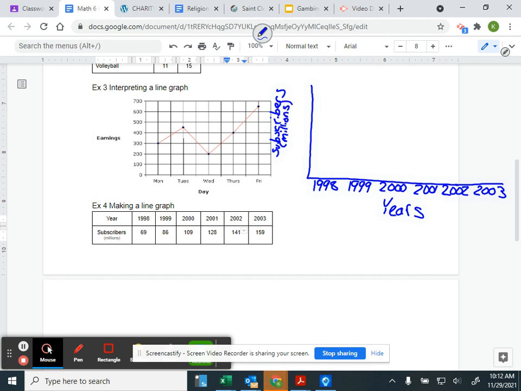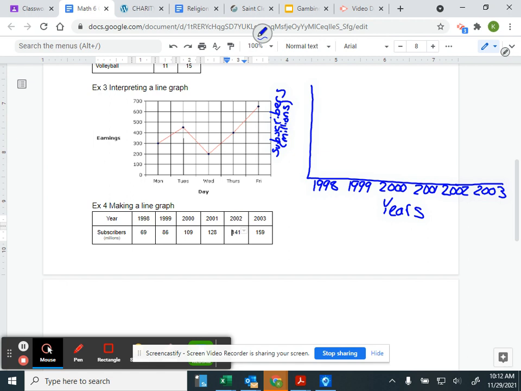And now I need to decide what's my scale. I see 69, 86, 109, 128, 141, 159. What do you think would be a good scale for that? Yeah, how much am I going to jump up by? I'm not going to count by ones, because then I have to go all the way up to 159. That's going to be way too much. What do you think I should?